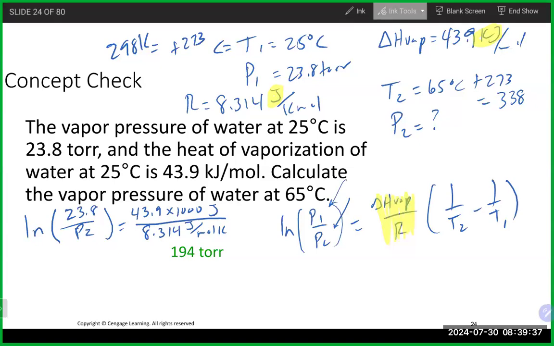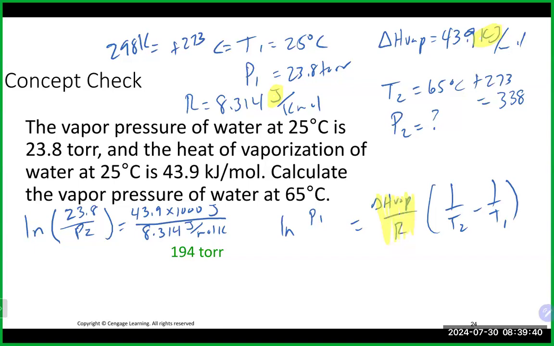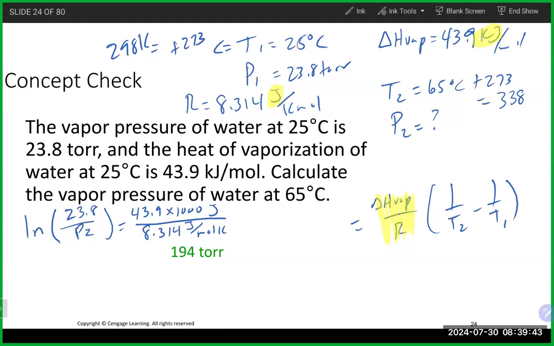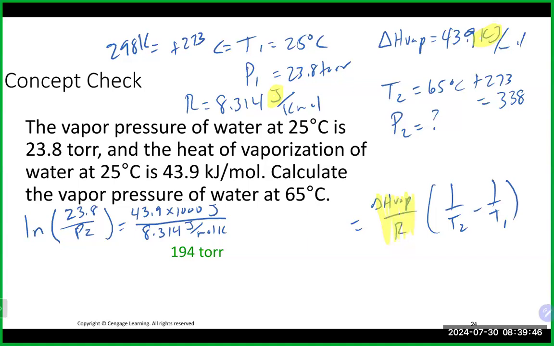We will then do, I'll get rid of that so I've got some room to write here. There we go. We'll do our temperatures here. So it's going to be 1 over T2, which was 338, minus 1 over T1, which was 298 Kelvin in this case. So I'm going to clean up everything on this side. We're going to take 1 divided by 338, minus parentheses 1 divided by 298, close parentheses. And then times 43.9 times 1,000.